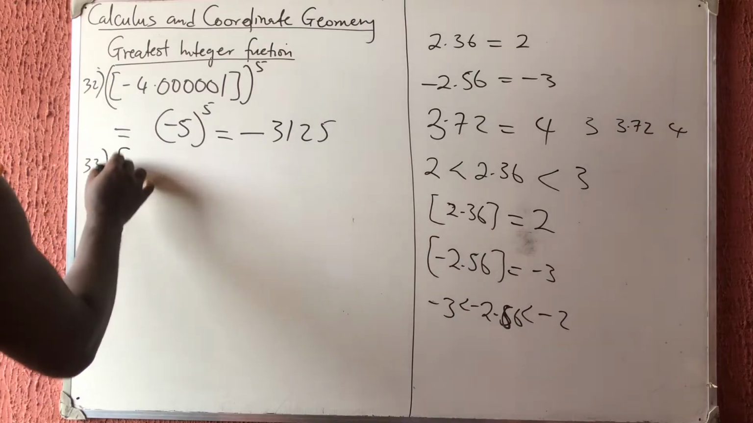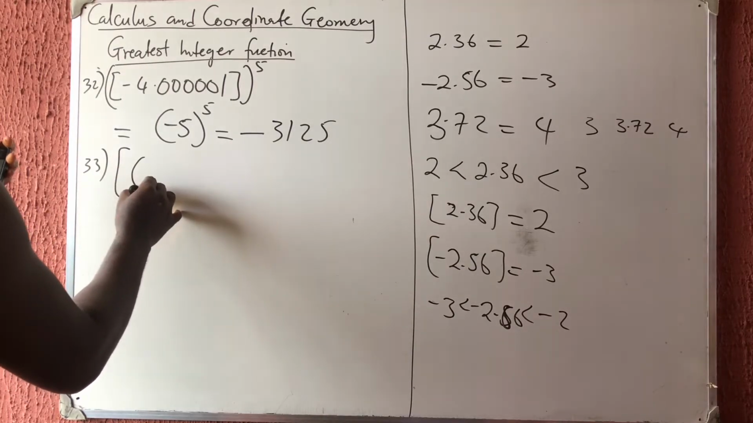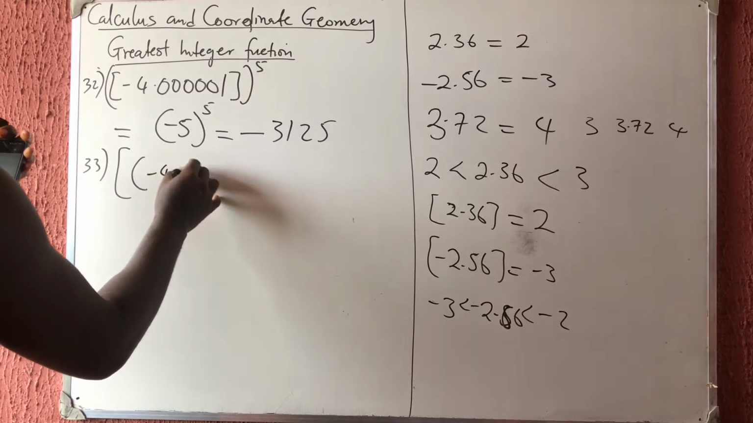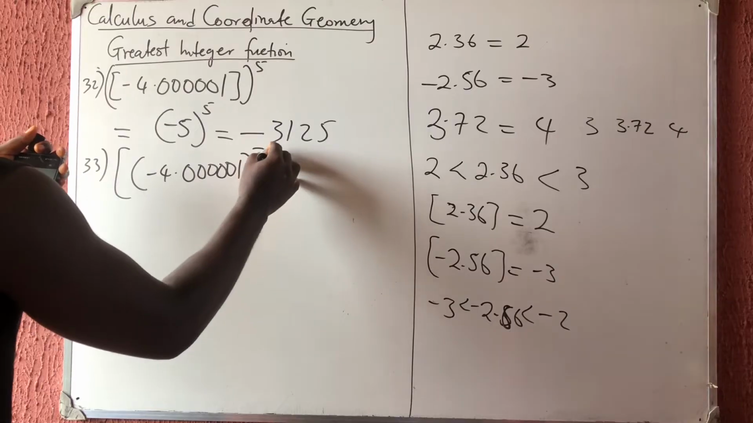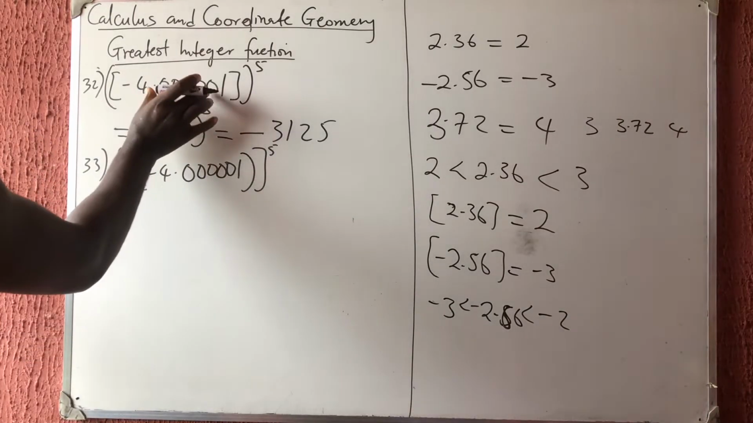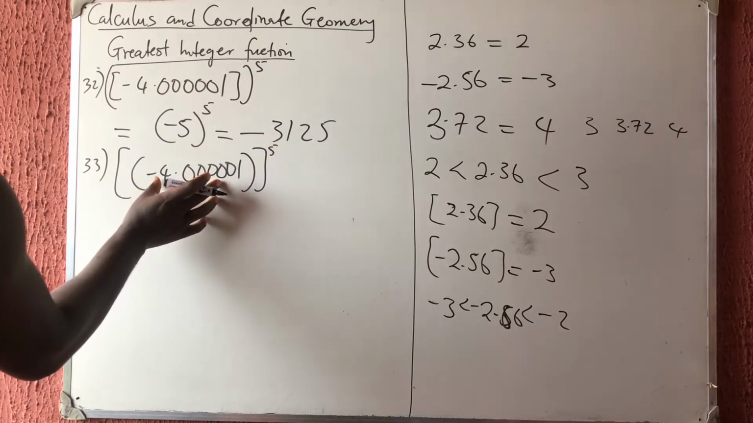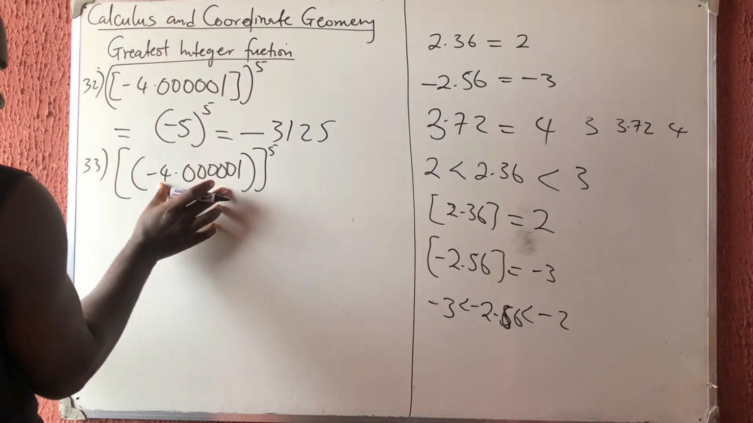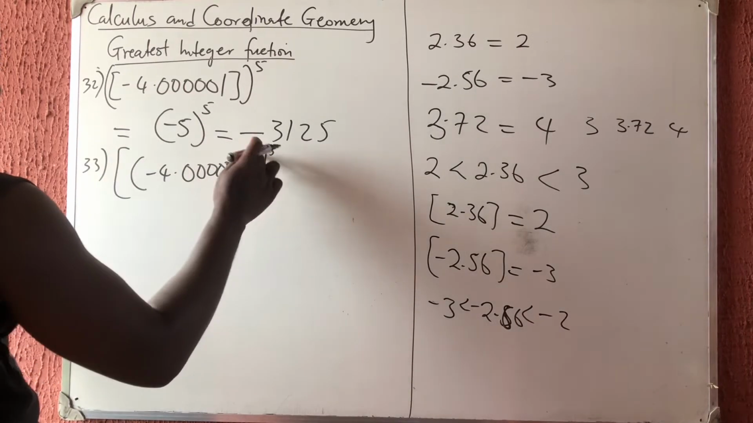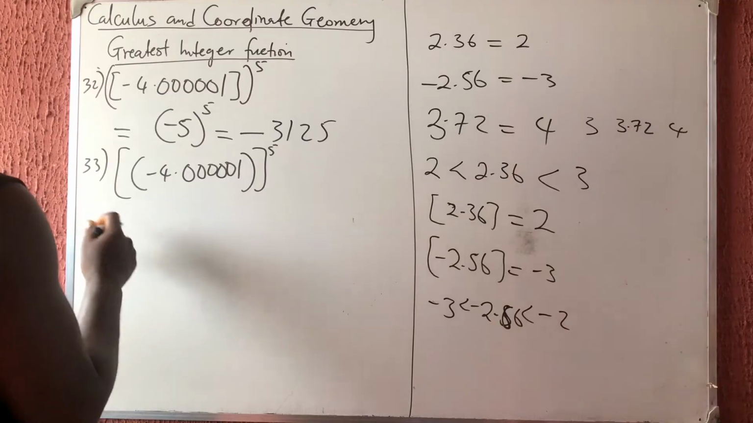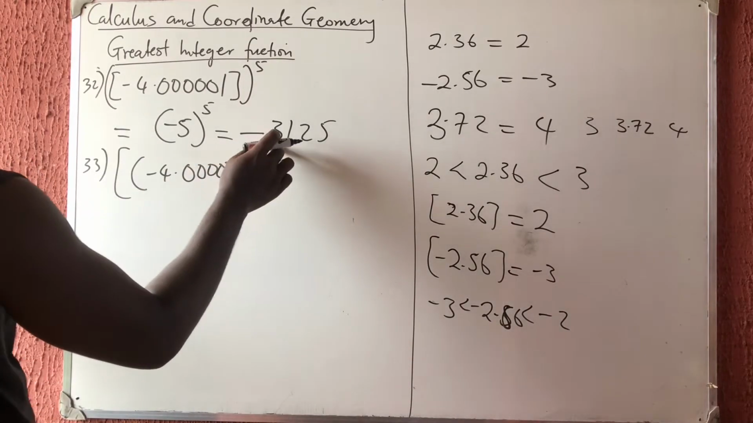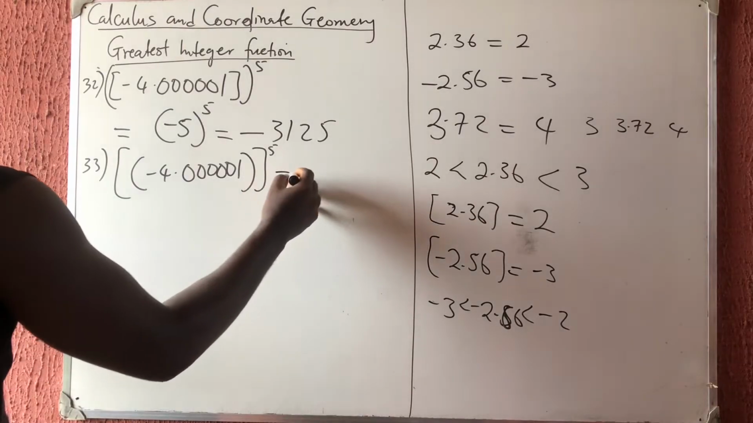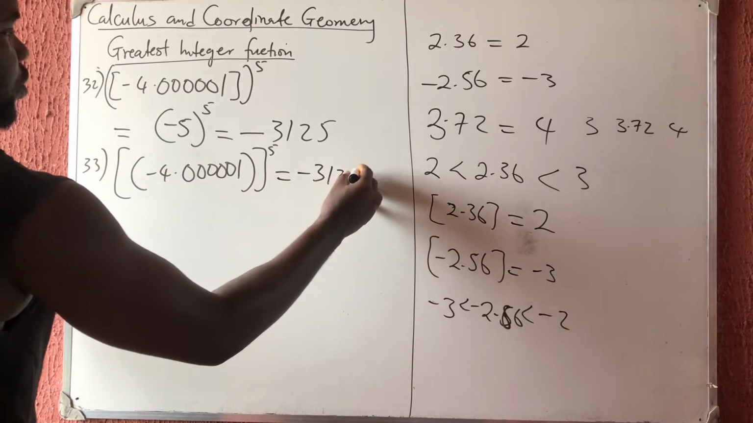So question number 33 said the greatest integer function of minus 4.123451, then the answer raised to power 5 like this. This and this are the same, because the bracket here does not have anything outside, so we can just remove the bracket. So this means getting the integer function, then raising it to the power of 5. So I'm getting the same thing, minus 3125.